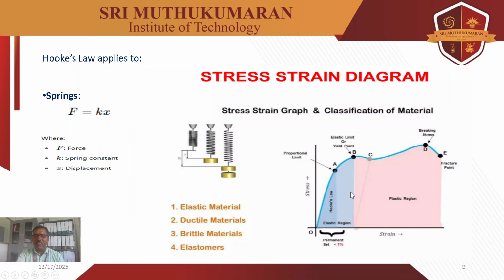Next, the elastic limit. At the elastic limit, the material returns to its original position when the load acting on it is completely removed. Beyond this limit, the material doesn't return to its original position. This is plastic deformation. Next, the yield point, where the material starts to deform plastically. After the yield point, permanent plastic deformation occurs.